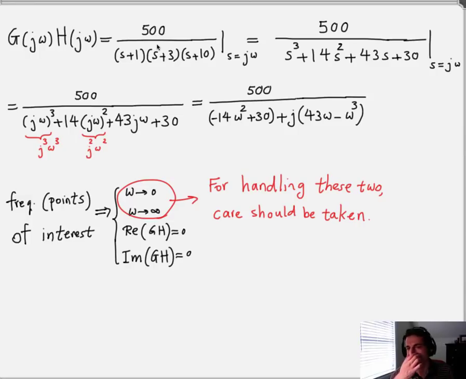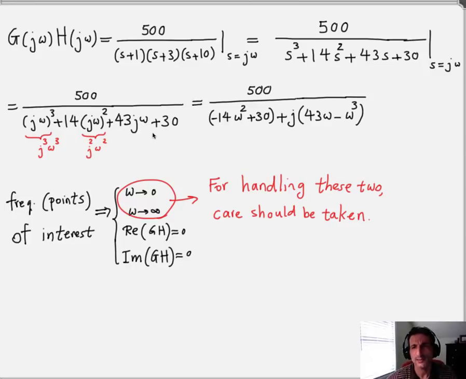Now, to find G, H at j omega, we need to take this G of S, H of S and evaluate it at S equal to j omega. Simply, we have to replace S by j omega. If we do that and expand this polynomial, it's going to look like this.